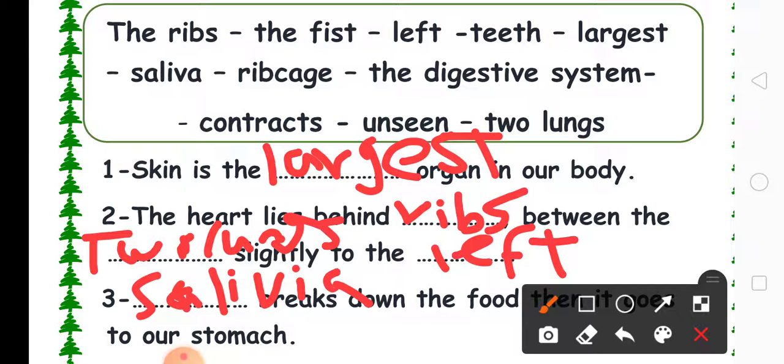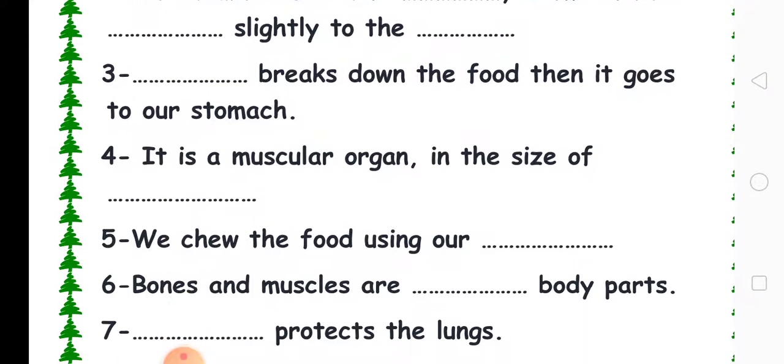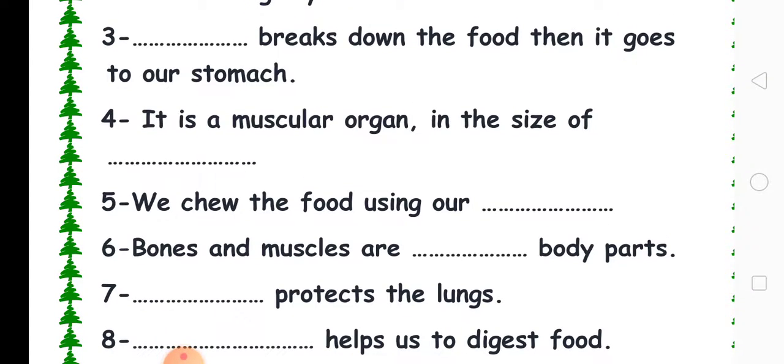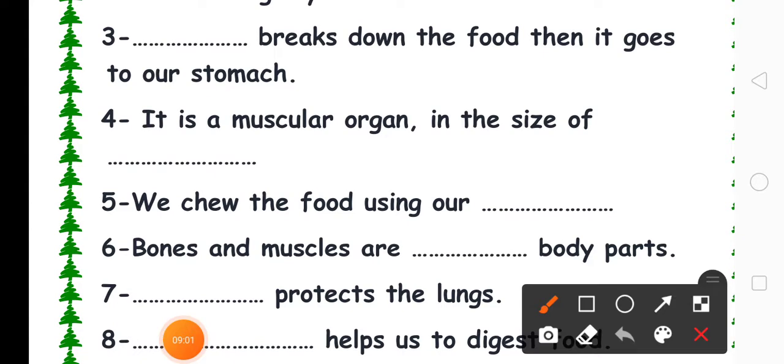Okay, junior 3. Okay, number 4. It is a muscular organ in the size of, yes, it's a heart. It's a muscular organ in the size of your, yes, fist. So write fist.